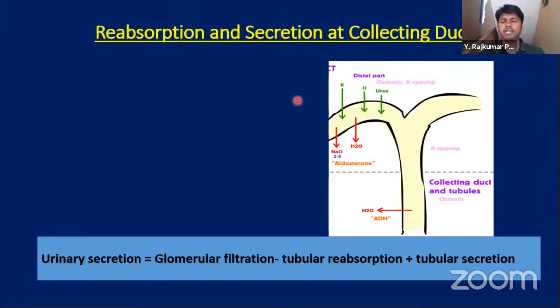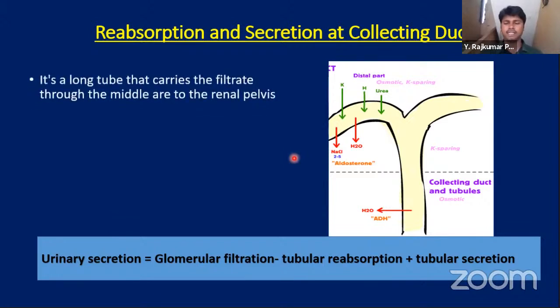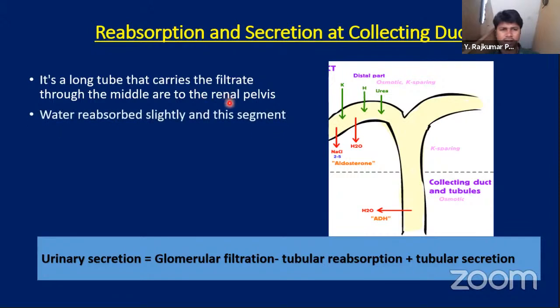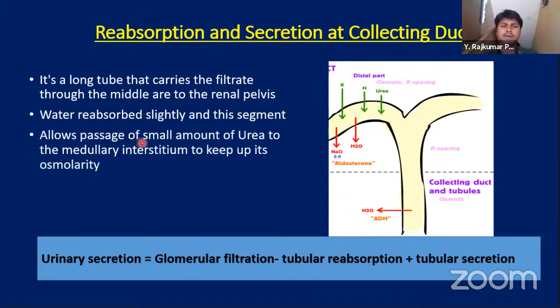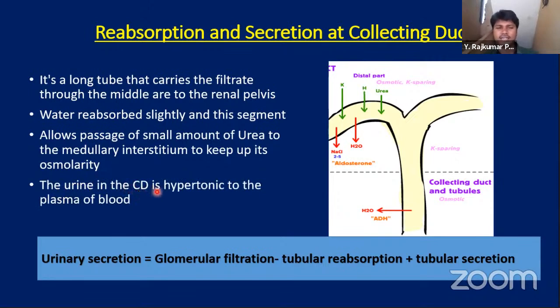Let's see the next, reabsorption and secretion of the collecting duct. This is the last part of the nephron. Okay, so let's see what happens here. It's a long tube that carries the filtrate through the middle area to the renal pelvis. Here in this distal collecting duct, water is reabsorbed slightly in this segment. It allows the passage of small amounts of urea to the medullary interstitium to keep up its osmolarity. Okay? The urine in the collecting duct is hypertonic to the plasma of the blood.